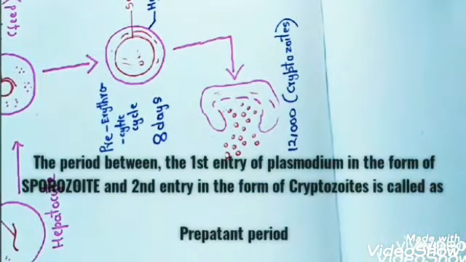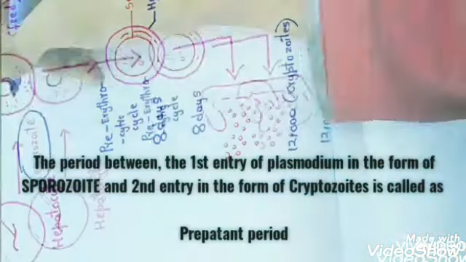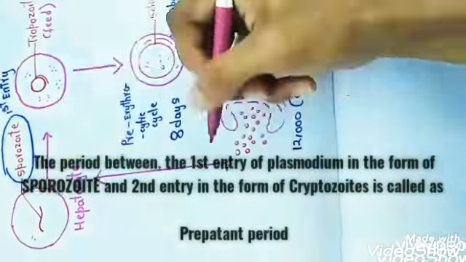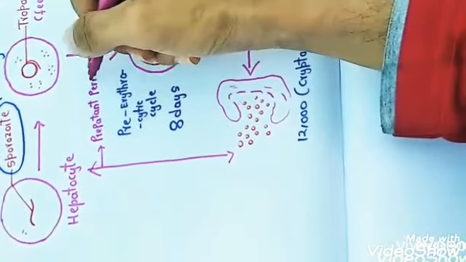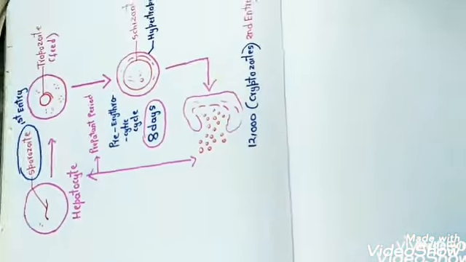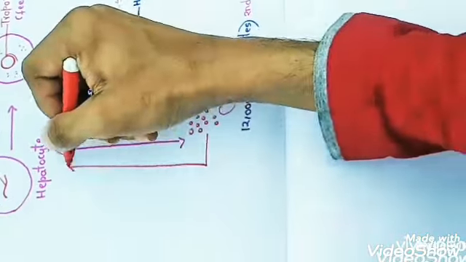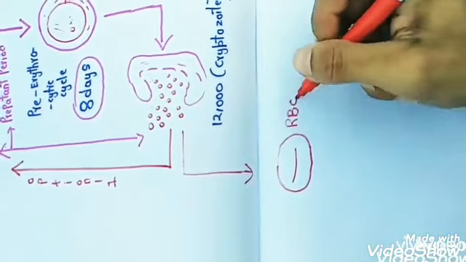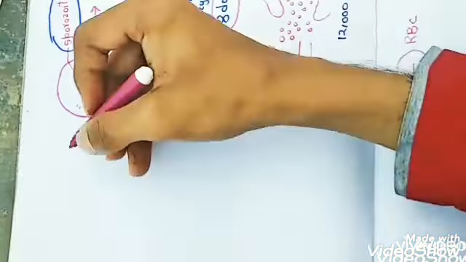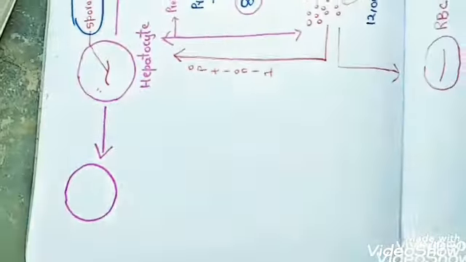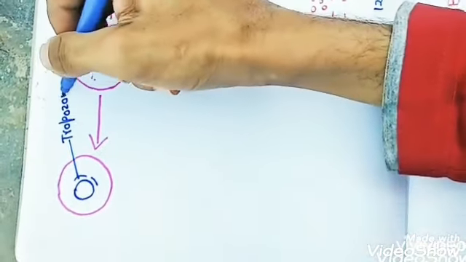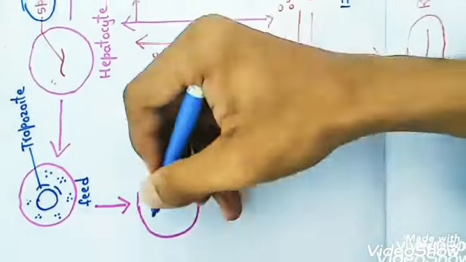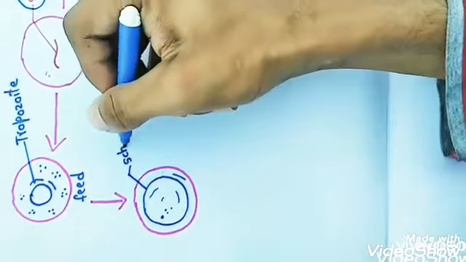Now remember one point. The period between the first entry of Plasmodium in the form of sporozoite and the second entry in the form of cryptozoite is called the pre-patent period. It lasts about 8 days. Now these cryptozoites have two options. Either they can enter hepatocytes or they can enter RBC. If they enter hepatocytes, they undergo similar changes as before, transforming again into trophozoites and feeding on the liver content. Soon this trophozoite transforms into a large schizont, but there is a difference now.